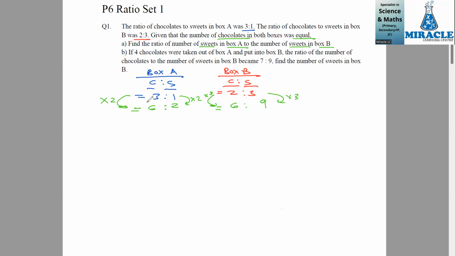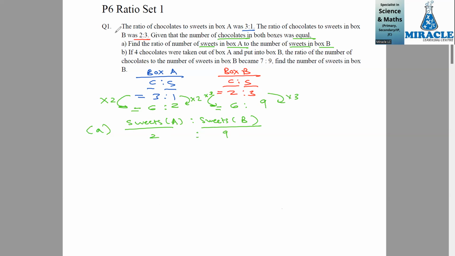So now that the ratios have been modified and the common variable, which is chocolates, both have 6 units for box A and box B, we can compare the sweet variables. So we can answer part A, which wants to find out the ratio of the number of sweets in box A to the number of sweets in box B. And this would be 2:9. So that is your answer for part A.